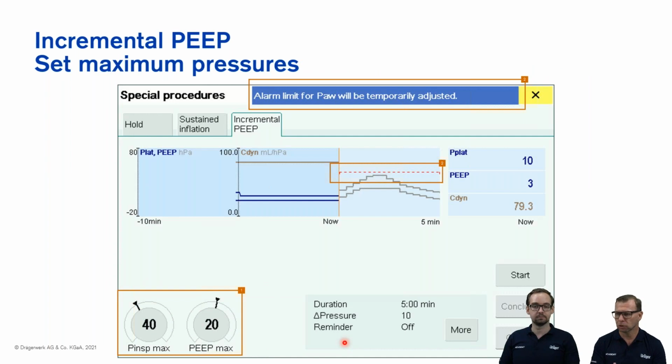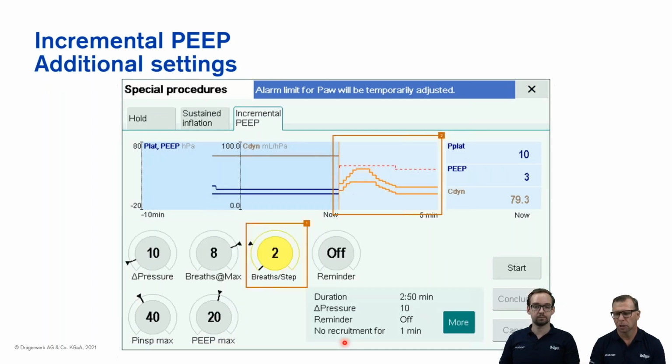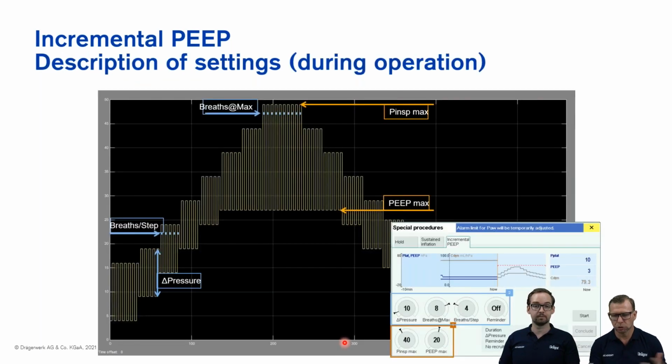For the incremental PEEP, or the stepwise, or the pyramid, there's a little bit more that you need to set and a little bit more that you need to think about. Of course, you still set your maximum pressures, so your maximum peak inspiratory pressure and your maximum PEEP. You can then set a number of other parameters: your delta pressure, your breaths at the maximum, your breaths per step, and you can also set a reminder. What are we talking about when we talk about breaths per step? Well, it's affected by your respiratory rate.